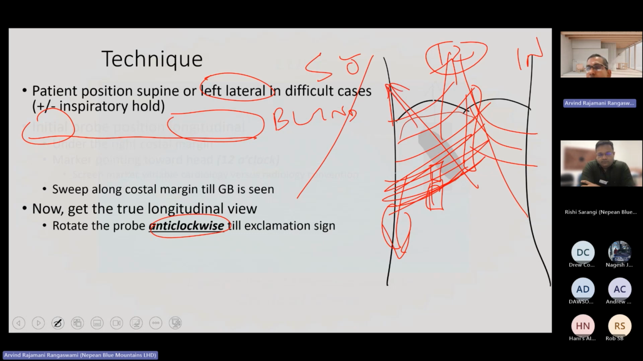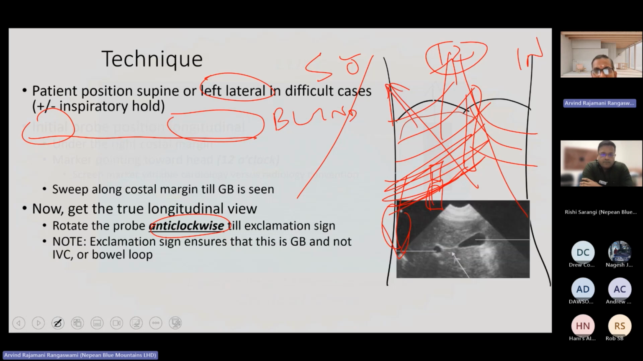Now, there's no reason why you can't rotate clockwise at all, because finally you're just going to get an upside down image, but that's not a problem. So I rotate the probe anti-clockwise to preserve the anatomical relationship, and then you find the exclamation mark.